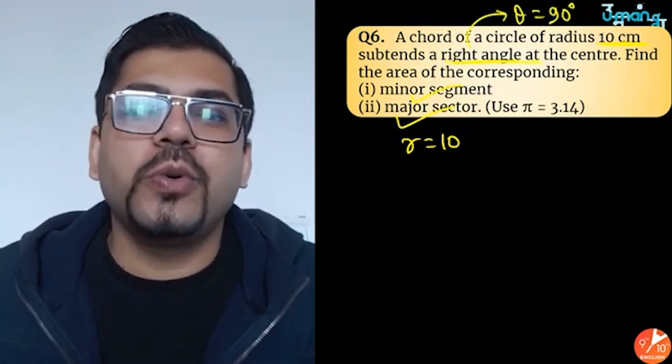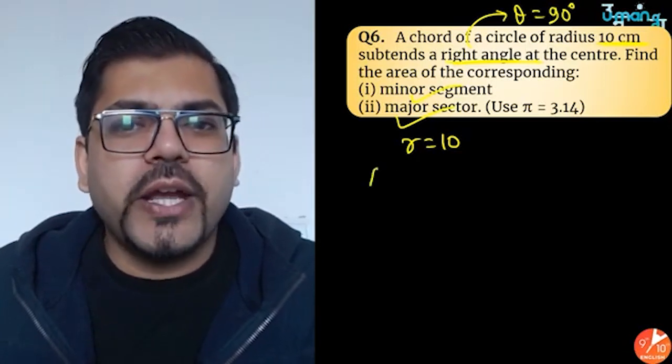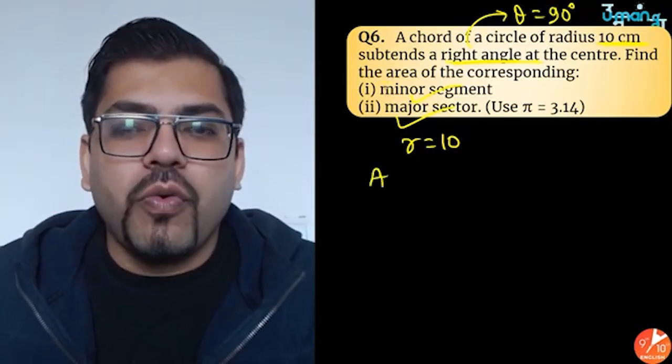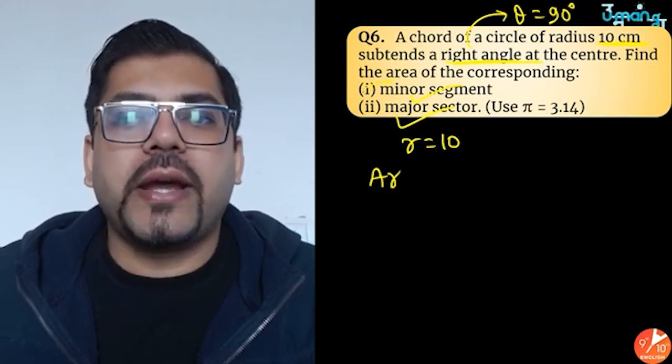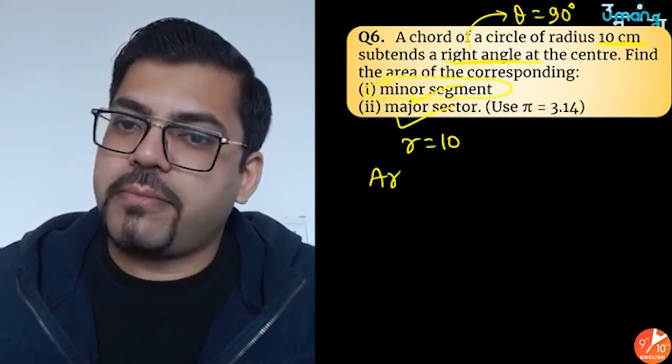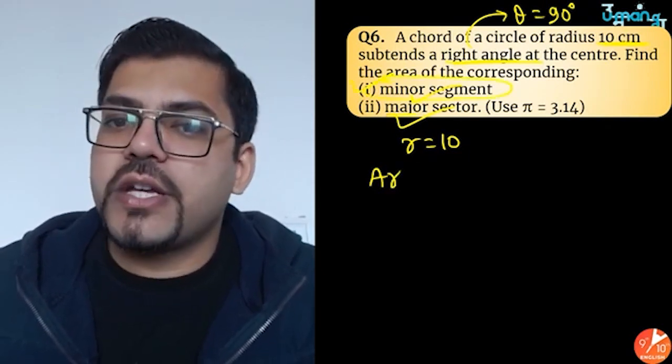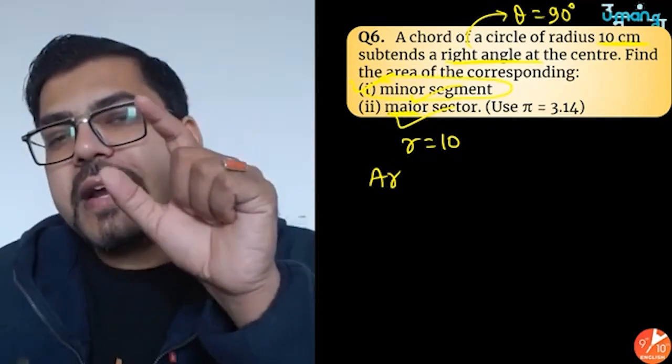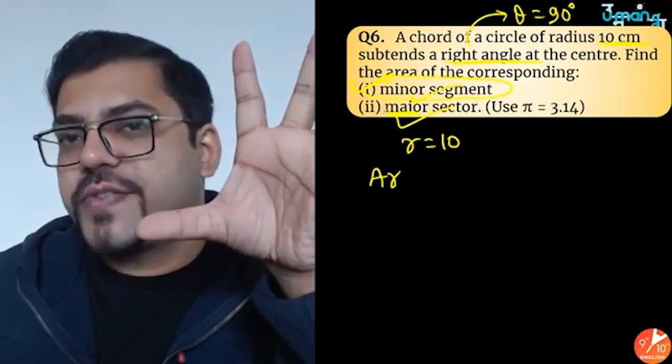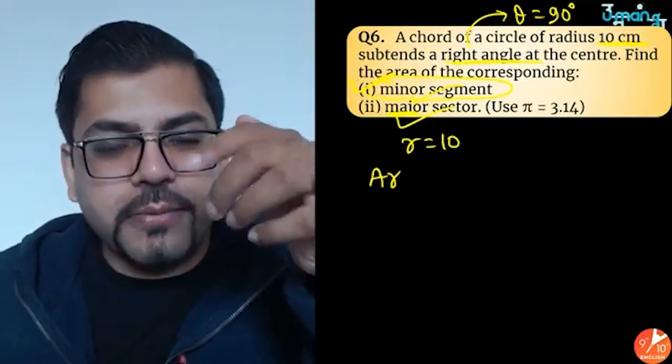So what you have to do? You'll simply apply the formula. So area of minor segment. Always remember, whatever formula I taught you, it's all for minor, either the sector or the segment, area is for minor. For major, if you have to find, you have to subtract that minor area from the area of circle. That's the only method. Let me show you.